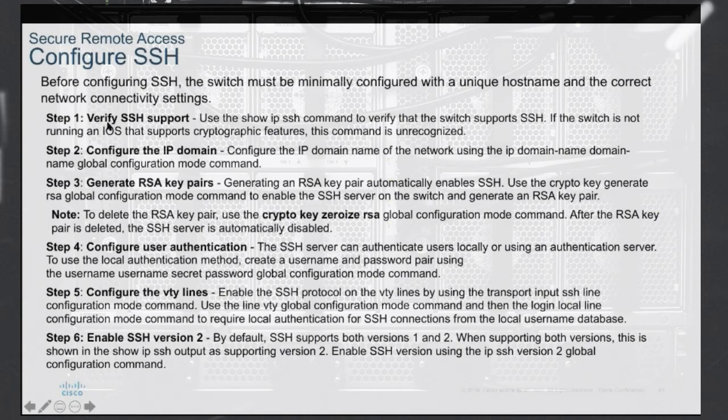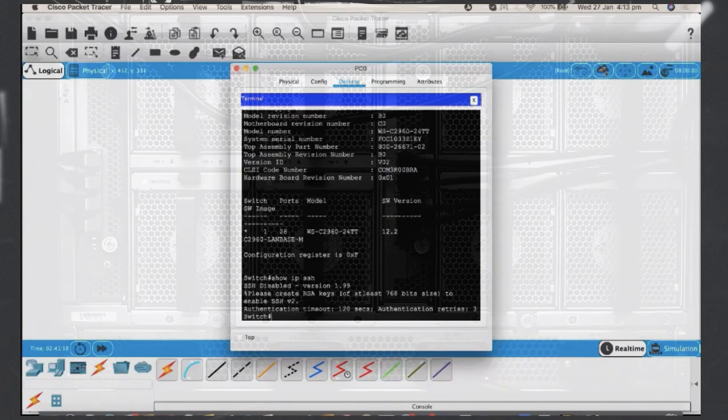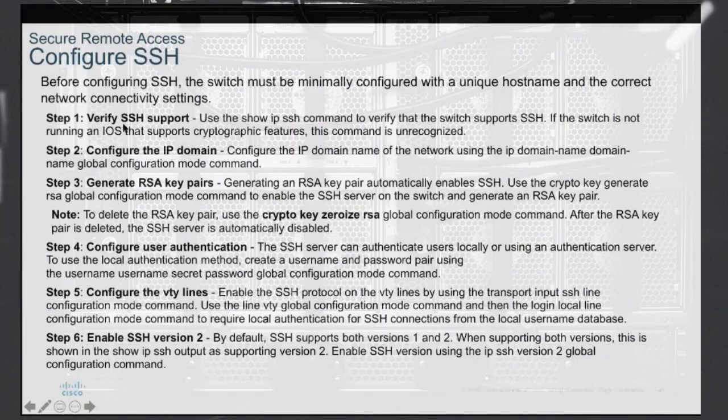So what you need to do is you first need to verify the SSH support by issuing the show ip ssh command. Let me show this. So show ip ssh, it says SSH is disabled, but version 1.99 is present. So if you want to use it, you need to create RSA keys that would be at least 768 bit size to enable SSH version 2. So we found that it supports SSH by issuing the command show ip ssh.